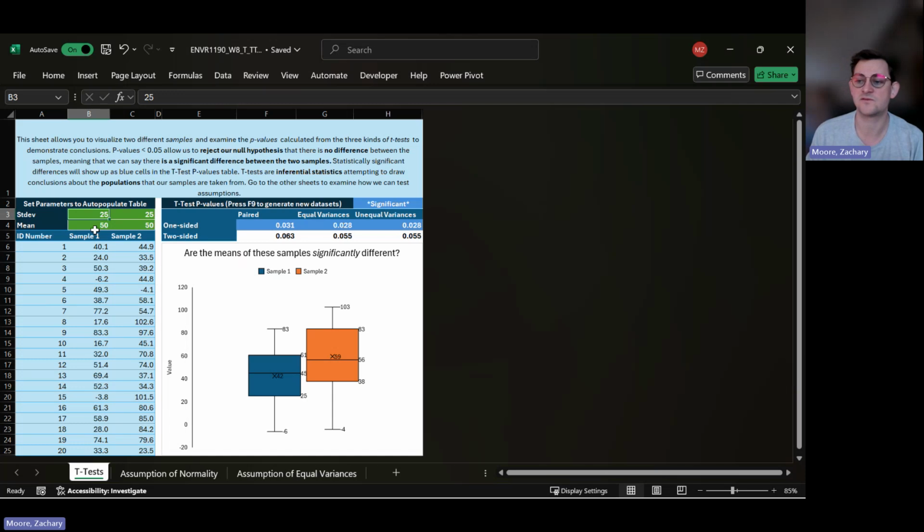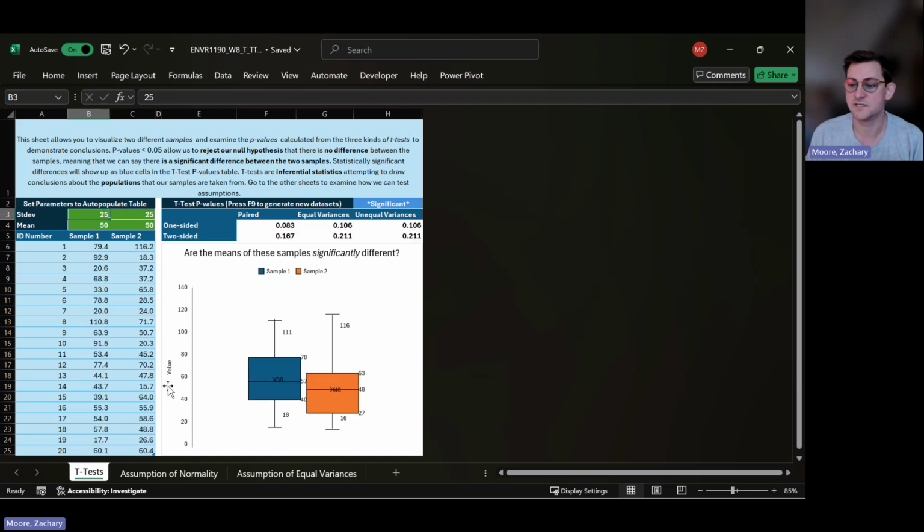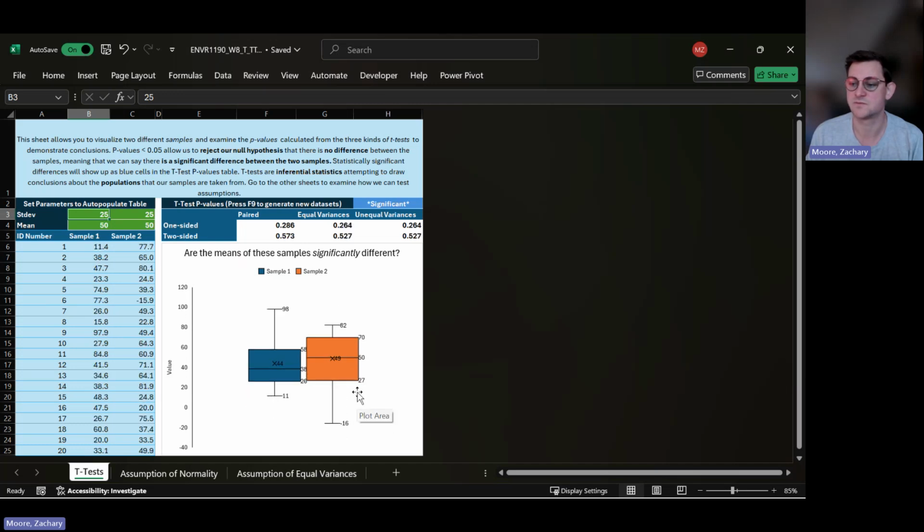And you can see that even though we have a mean of 50 and a standard deviation of 25, you can often get really different looking box plots here, right? Some of them are thin, some of them are wide, some of them have outliers, and some of them don't. Now, if we want to start seeing, what we also have in the sheet is our t-test outcomes.